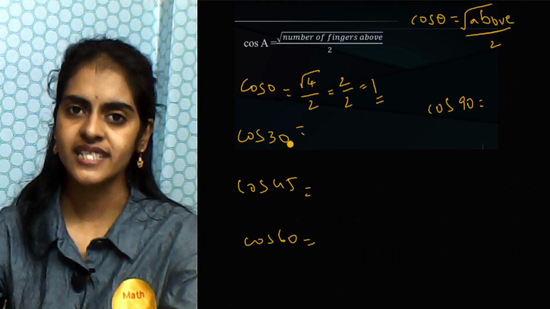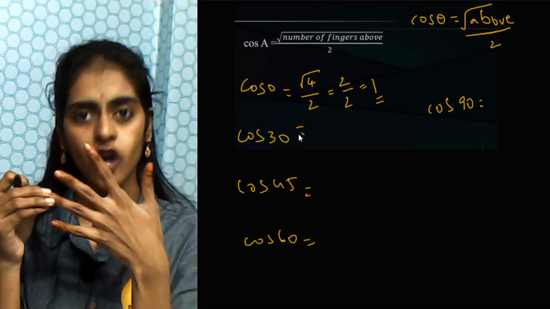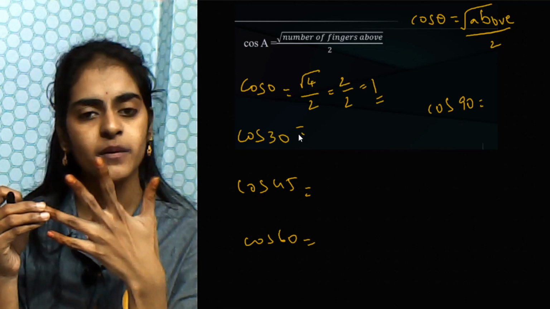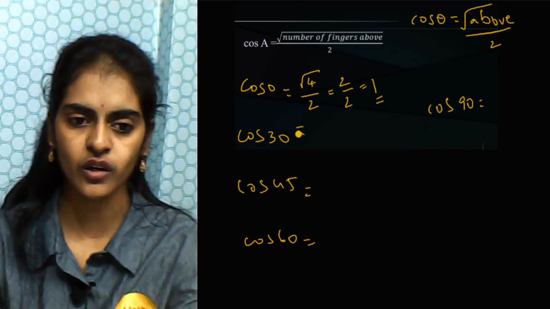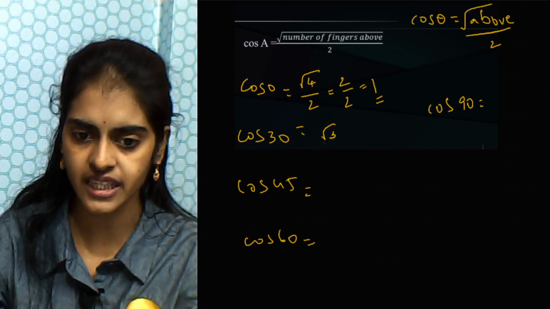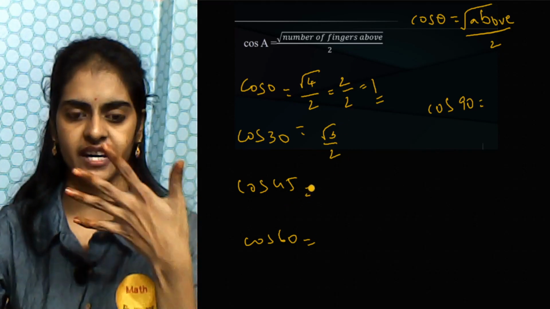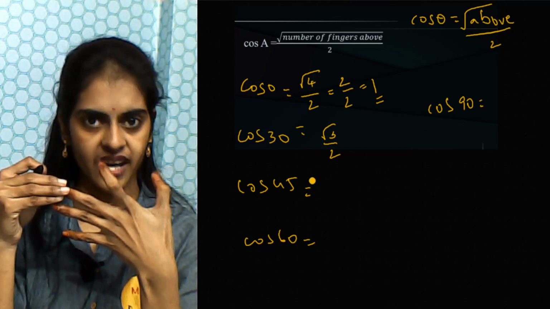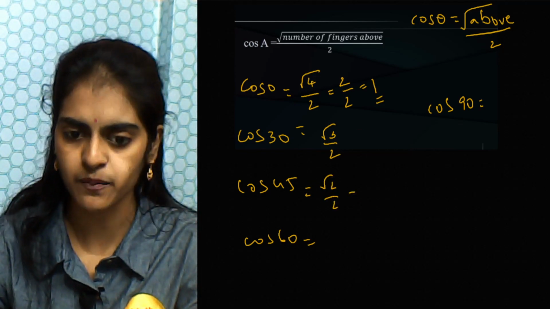Now what about cos 30? See, this is 30. For cos you'll count the above fingers. How many fingers are above this 30? There are 3 fingers above 30. So this is nothing but under root 3 by 2. No more simplification needed. Now cos 45. Now this is 45. How many fingers are above this 45? There are 2 fingers. So this is under root 2 divided by 2.